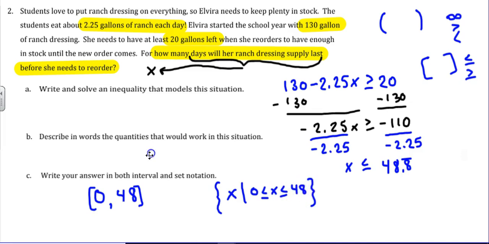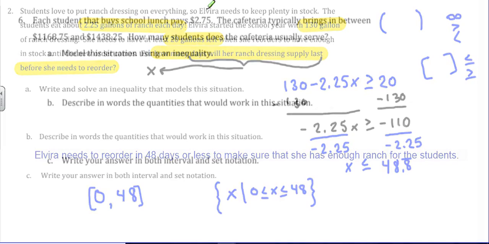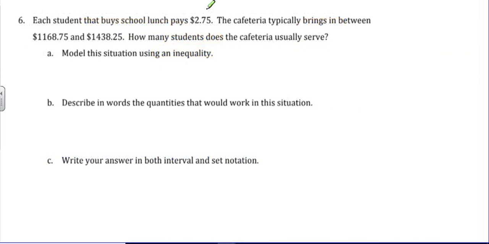So let's get back to the words that describe this situation. Elvira needs to reorder in 48 days or less to make sure that she has enough ranch for the students. Let's take a look at another example. For number 6, each student that buys school lunch pays $2.75. Cafeteria typically brings in between $1,168.75 and $1,438.25. How many students does the cafeteria usually serve?